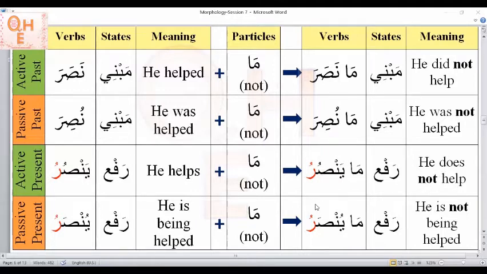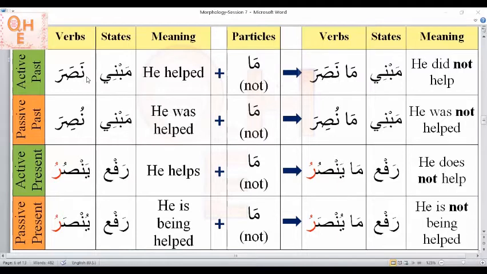Okay. Now for the passive, yunsaru. This is the default state. The meaning is he is being helped. When ma comes before that, it becomes ma yunsaru. And the state does not change because the ending condition is exactly the same before and after. Only the meaning changes. So he is being helped changes to he is not being helped.